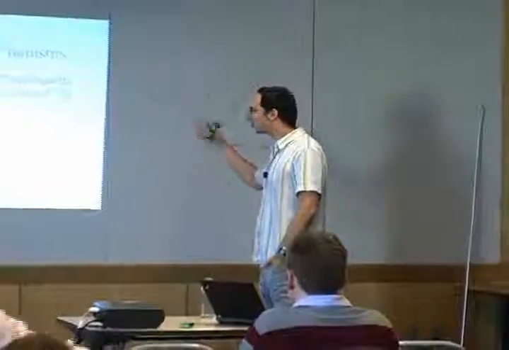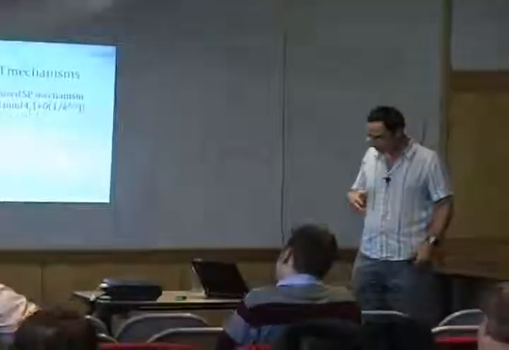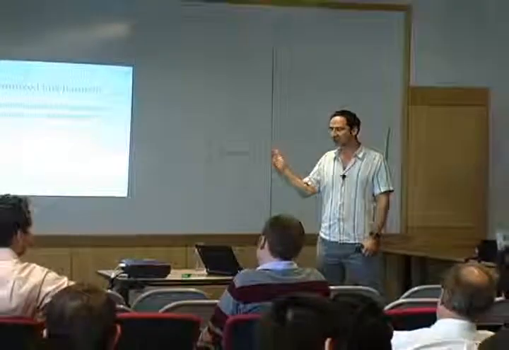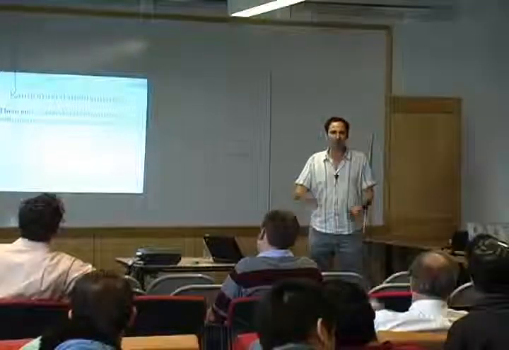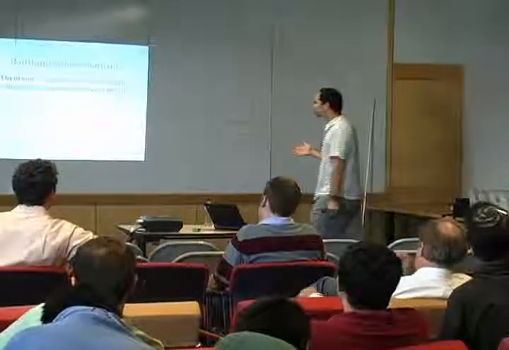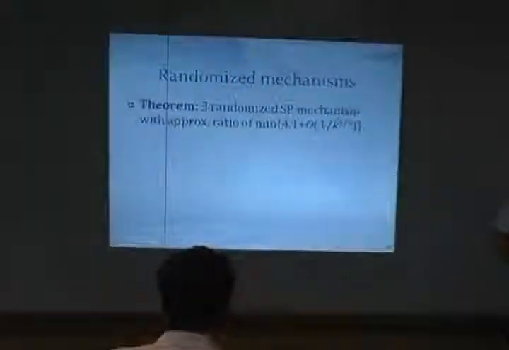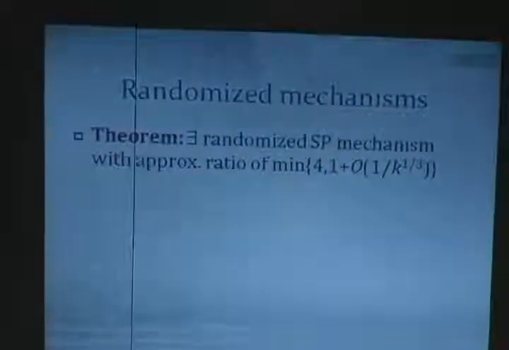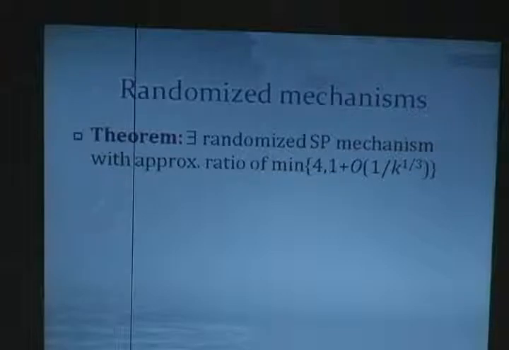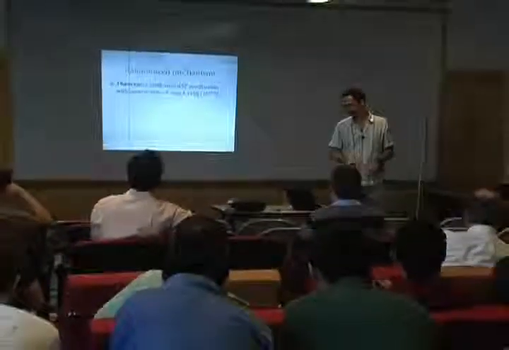However, with randomization, you can do much better. There is a randomized mechanism that is strategy-proof and gives an approximation ratio of 4 for any value of k. As k grows larger, the approximation ratio quickly approaches 1. So it's very, very good in terms of the approximation ratio and strategy-proofness. The proof is pretty technical. The proof of the other theorem is a one-page, very compact proof, very amusing. This one is very technical.